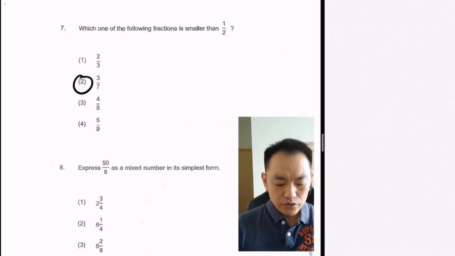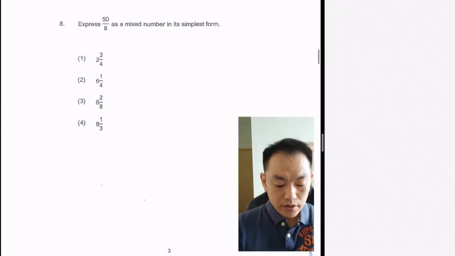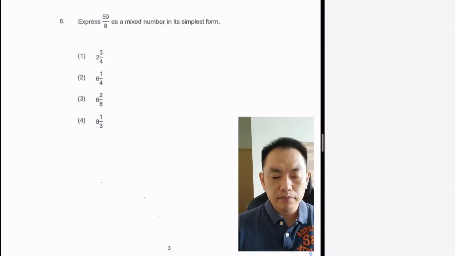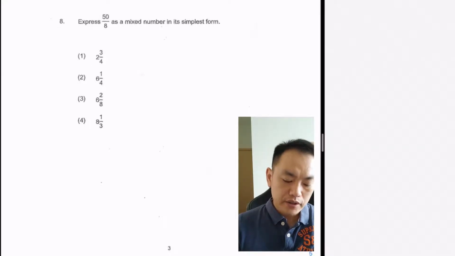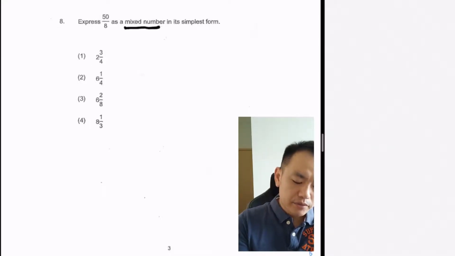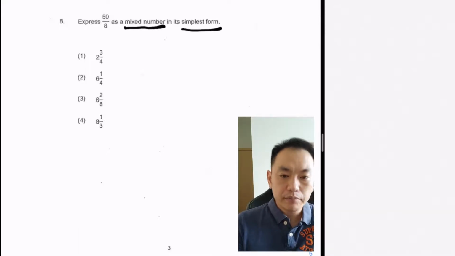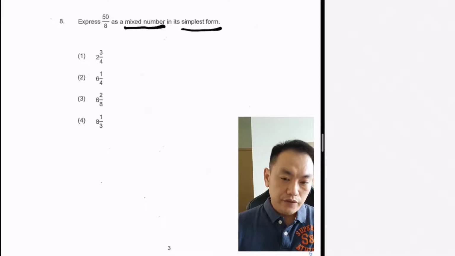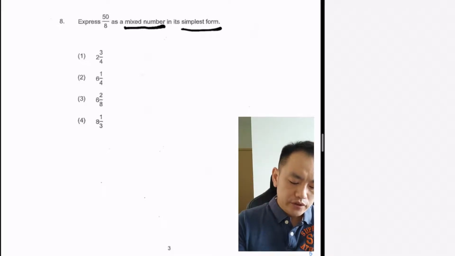Okay, let's move on to question 8. Express 50 over 8 as a mixed number in its simplest form. Okay, so there are two tricky parts here. One is as a mixed number, and the second is in the simplest form, which means you need to simplify the answer. Okay, so 50 over 8, what you can do is it also means 50 divided by 8.